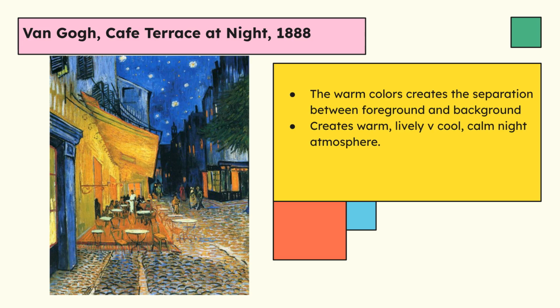uses both yellow and orange, which softens the contrast. It makes the colors feel more dynamic. The warm colors in the cafe create a sense of energy and liveliness, while the blue gives the painting a sense of depth as it recedes into the background.